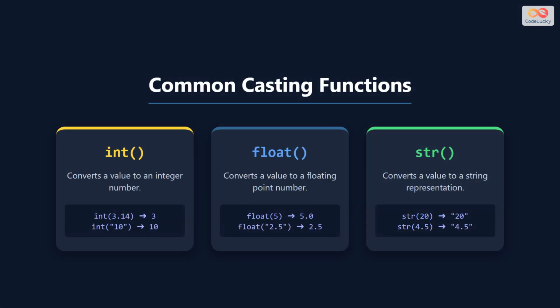To perform explicit conversion, we use built-in functions. The int function converts values to integers. The float function converts values to decimal numbers. And the str function converts any value into a string text representation.